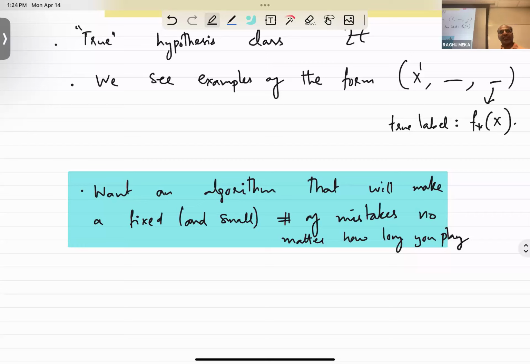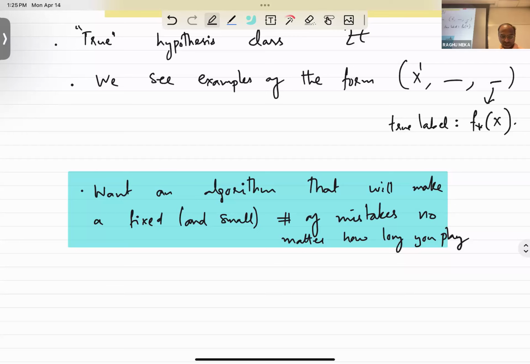Does it make sense intuitively? At least we're saying no matter how many days we play, maybe you give me completely nonsensical data because the x's are not very informative, but that's okay. I'm just not going to make any mistakes. Maybe I don't learn what f star is, but I'm not going to make any mistakes.